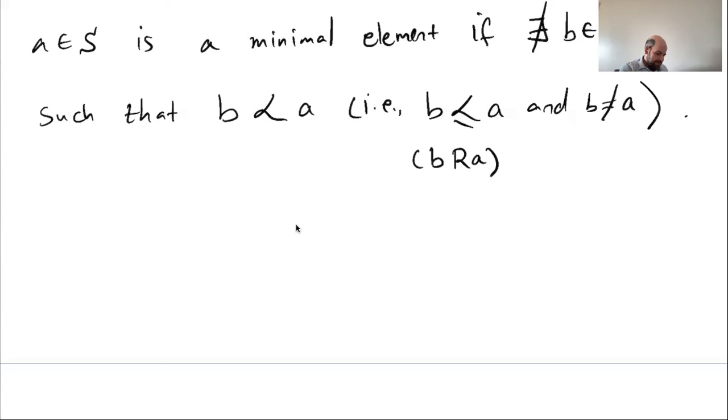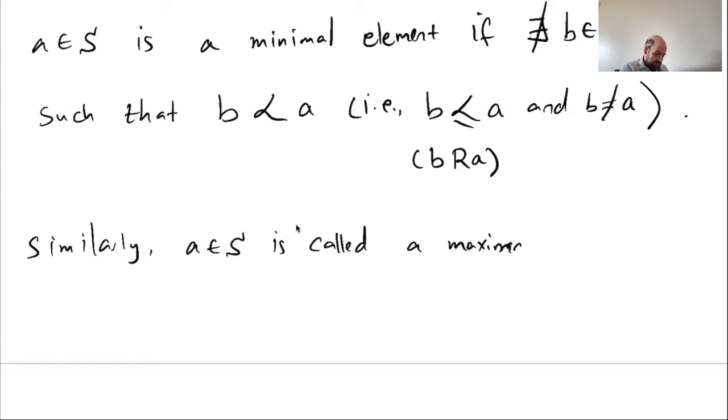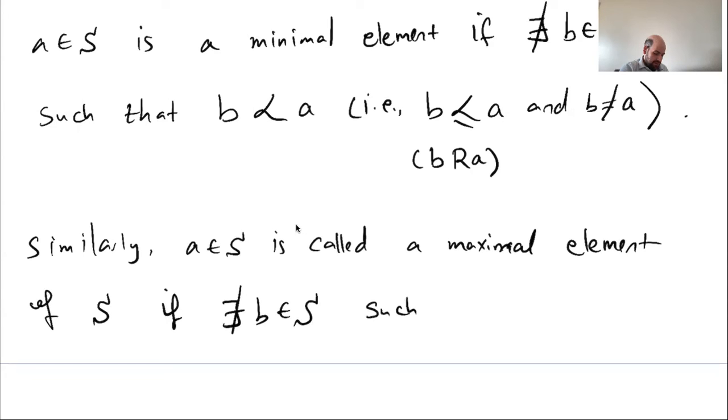Okay, so similarly, A in S is called a maximal element of S if there does not exist B in S such that A is less than B. If there is nothing above A, then A is a maximal element.